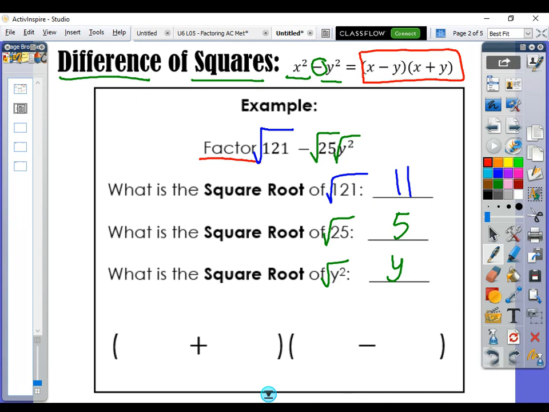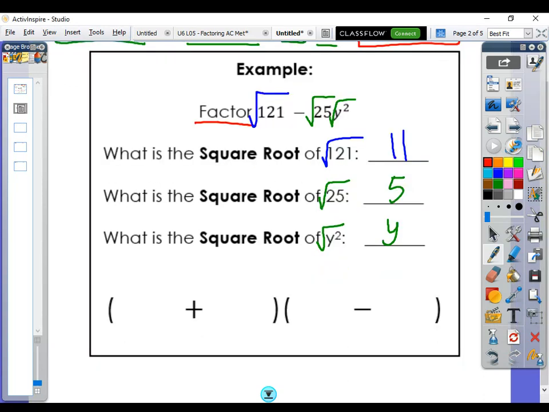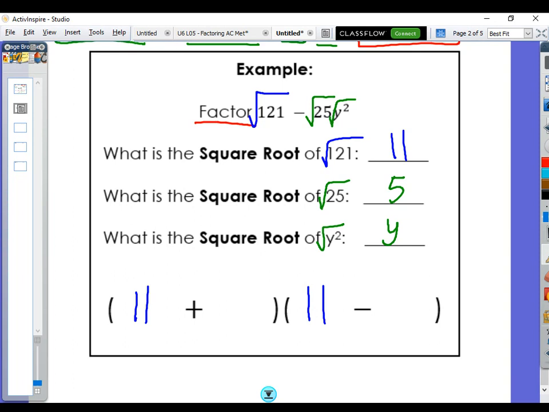So essentially, these are the 3 pieces that are going to create our answer. And the way the answer is created is you have these 2 binomials, okay? We have these 2 binomials here at the bottom, and basically what happens is the first square root, the 11, goes in the first position in both of them.